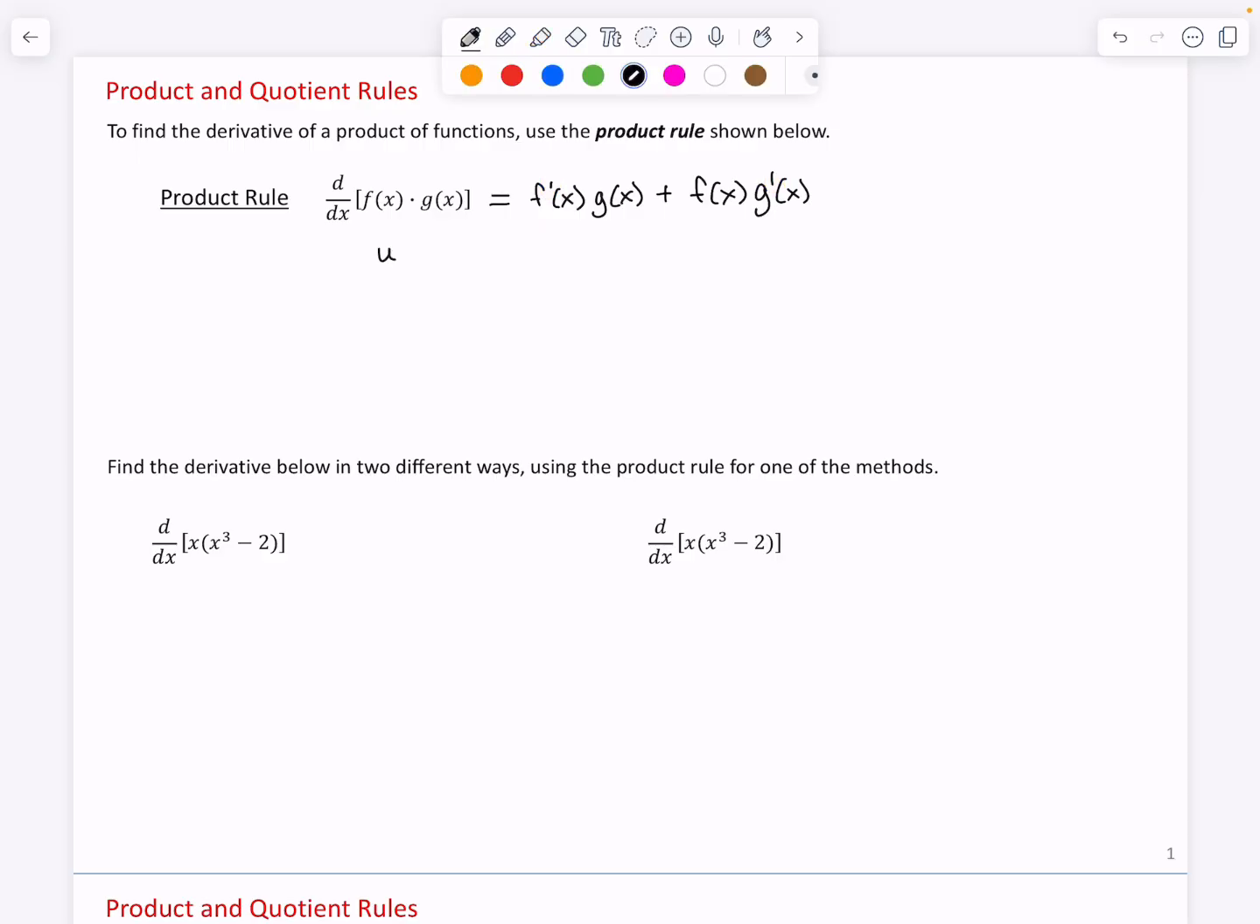Now, another notation for this. If I let u and v represent two different functions, and I find the derivative using prime notation, then the product rule states we will get u prime v plus uv prime. It turns out that this generalizes.